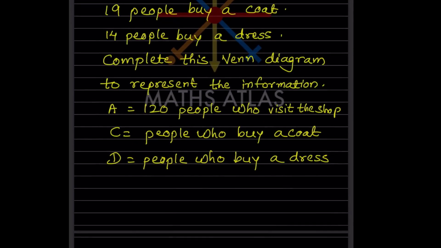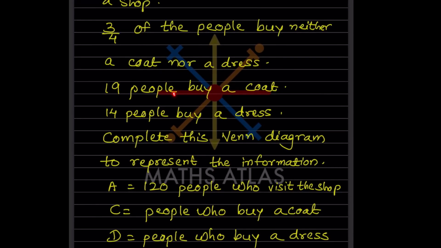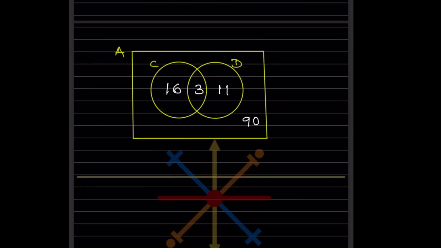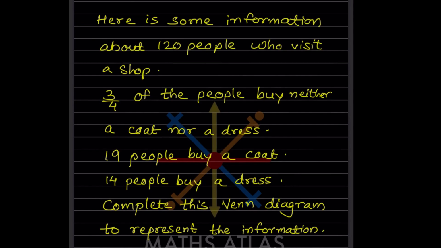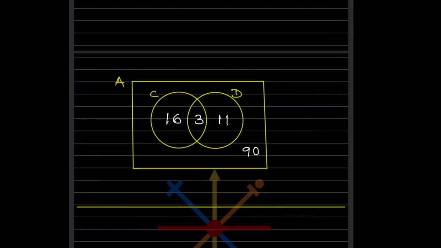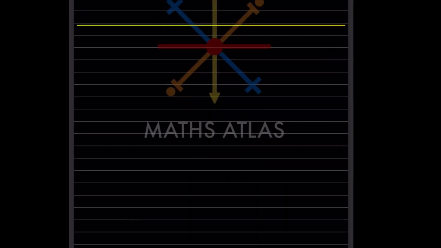So now what remains here? They said here 19 people buy a coat and 14 people buy a dress. So what will be common here? The common should be 3. When you add this, this will be 19 and this is going to be 14. So the common is 3 here. It's because they said 19 people buy a coat and 14 people buy a dress. So it should be written in this way. So this is the answer.